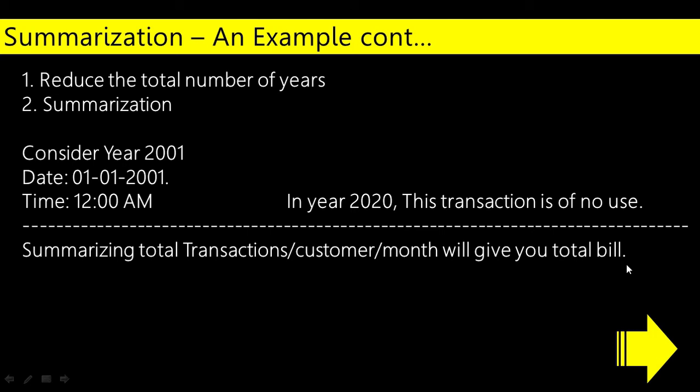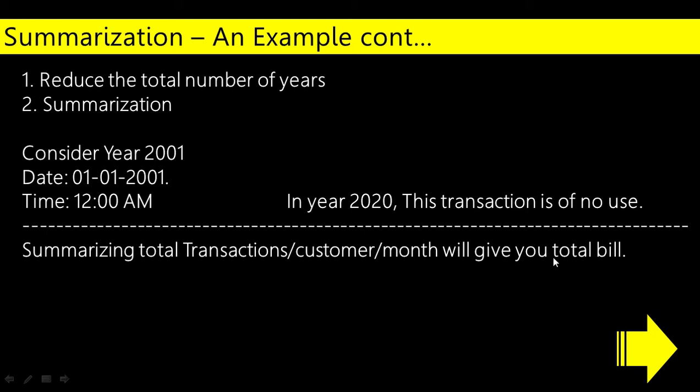Now I can store the total billed amount per month per customer, which will be useful for analysis in year 2020. I am repeating again, in place of storing the individual transactions, which will be around 3000, because the customer is making 100 such transactions per day, which will contribute to 3000 transactions. What we are trying to do is summarize the total transactions done by the customer every month and generate a single total bill.